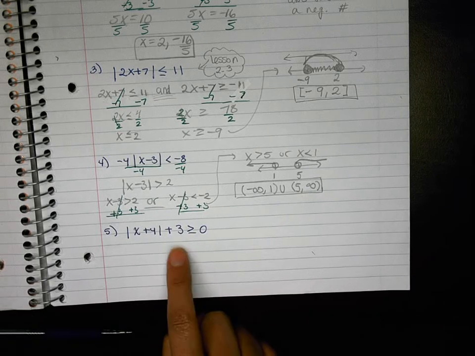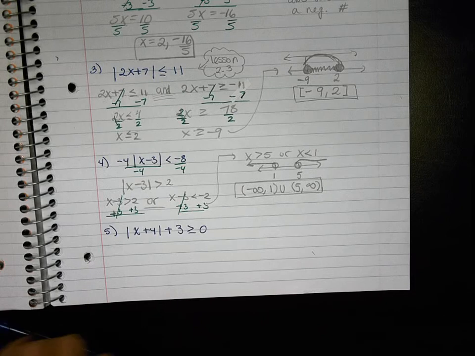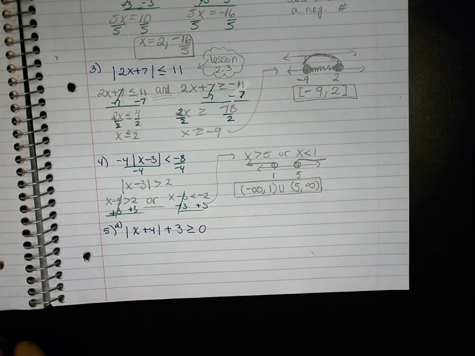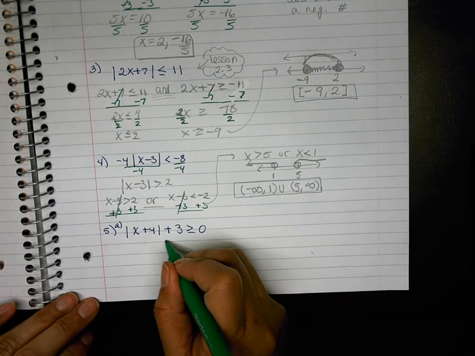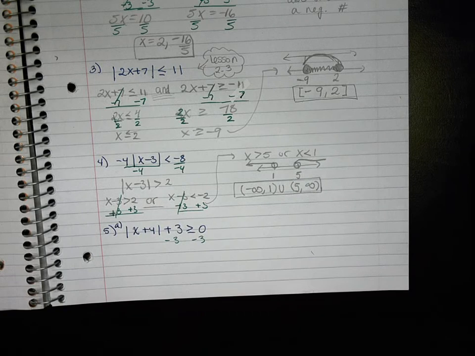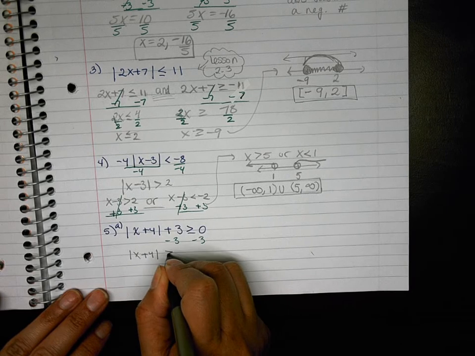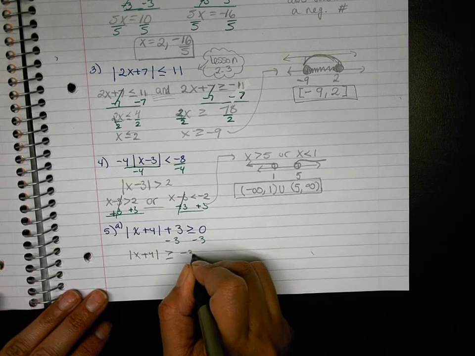I'm going to call this A. I'm going to call a 5A and a 5B, and there's a reason why. Okay, what am I going to subtract? Okay, and I have absolute value of x plus 4 is greater than or equal to negative 3.